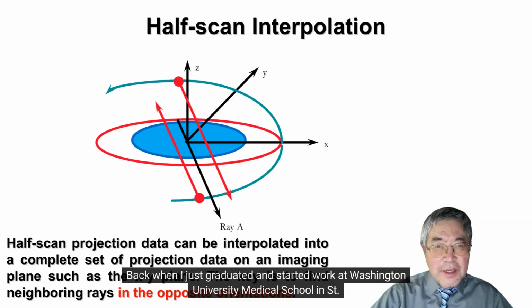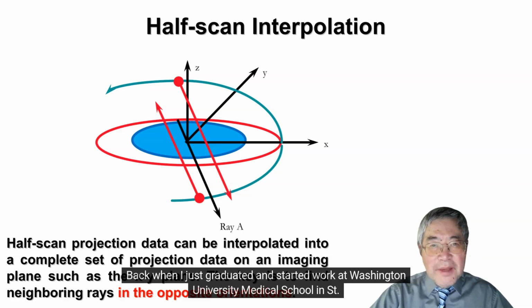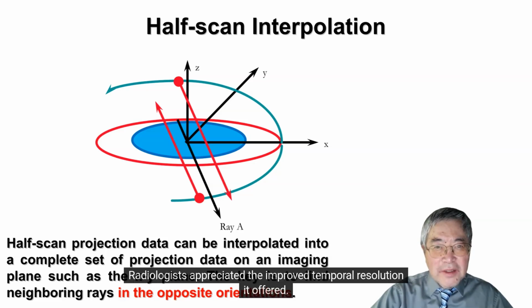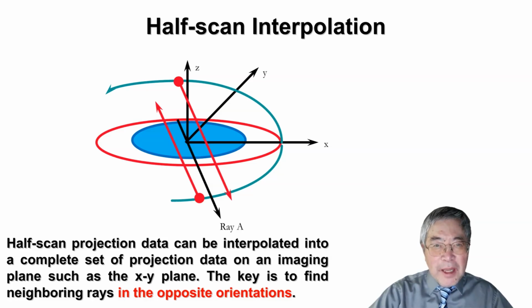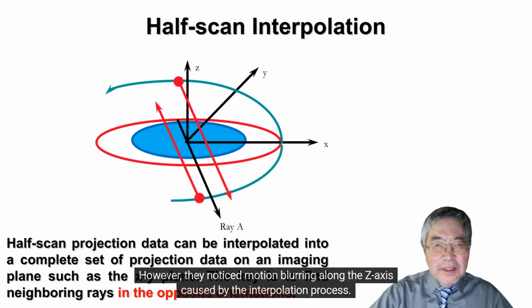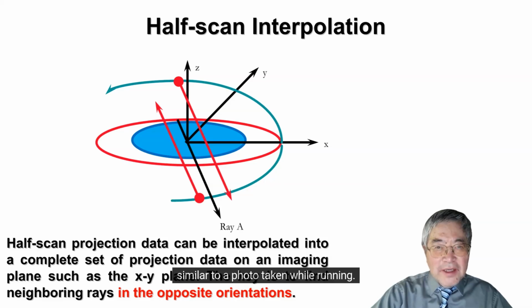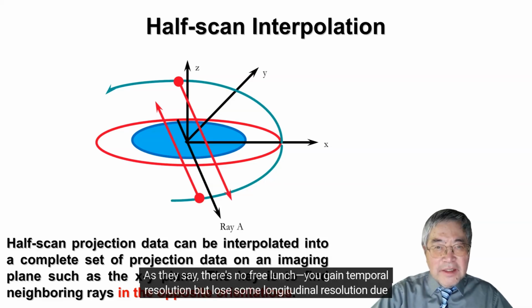Back when I just graduated and started work at Washington University Medical School in St. Louis, helical CT was introduced. Radiologists appreciated the improved temporal resolution it offered. However, they noticed motion blurring along the z-axis caused by the interpolation process. Since the patient is continuously moved through the scanner, motion blur appears in the longitudinal direction, similar to a photo taken while running. As they say, there's no free lunch. You gain temporal resolution but lose some longitudinal resolution due to motion blur.